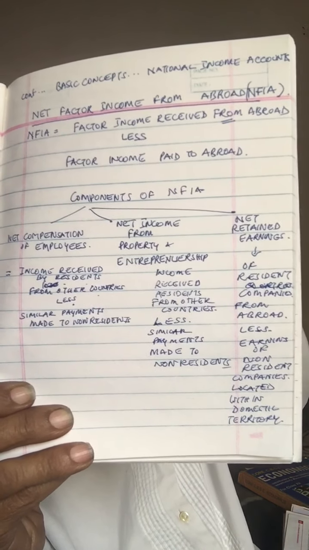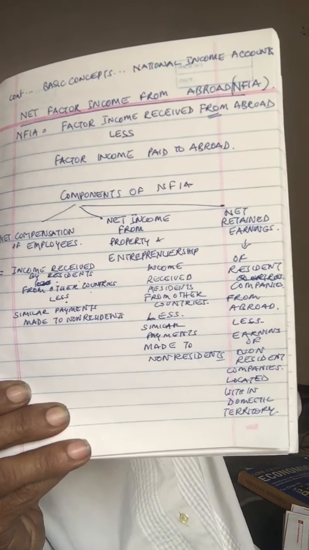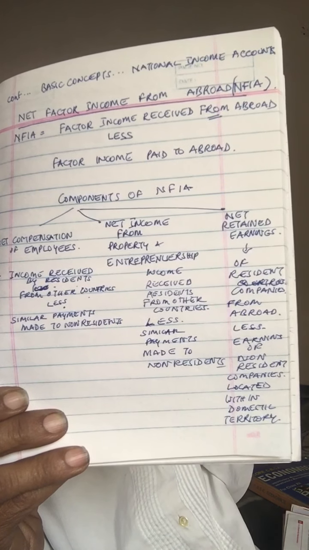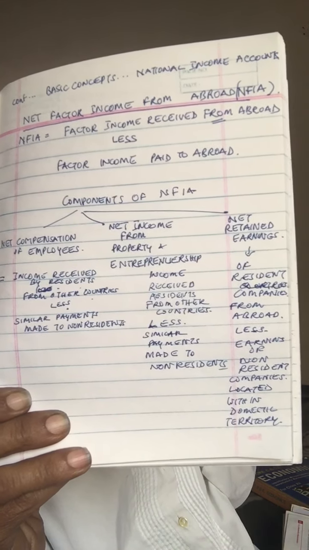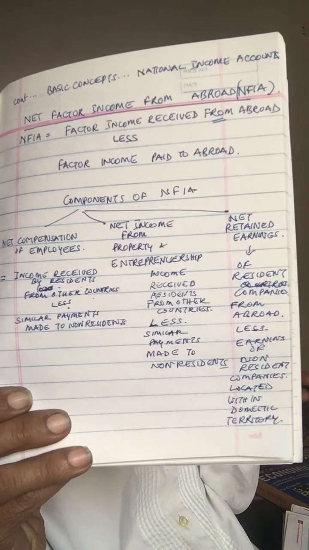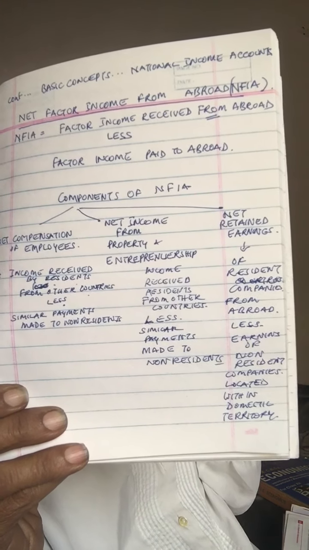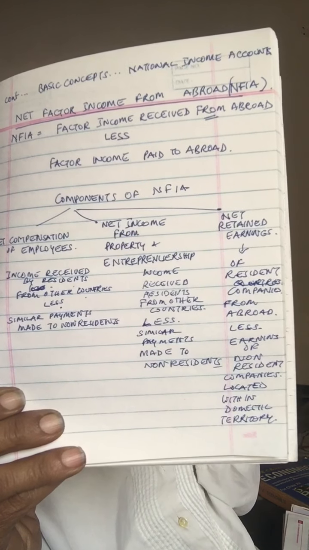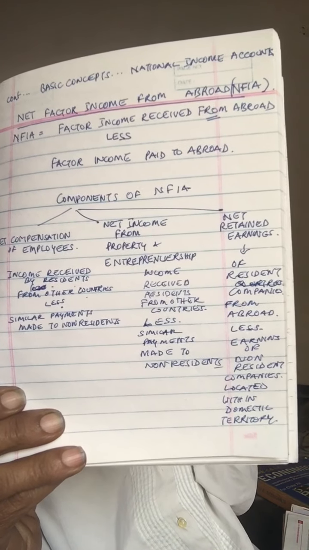So let's just go through them. And again, why do we use net? Because we have to make a distinction between what we are paying to people who are non-residents here and what our residents are being paid there. So just remember that. Only then can you really understand.